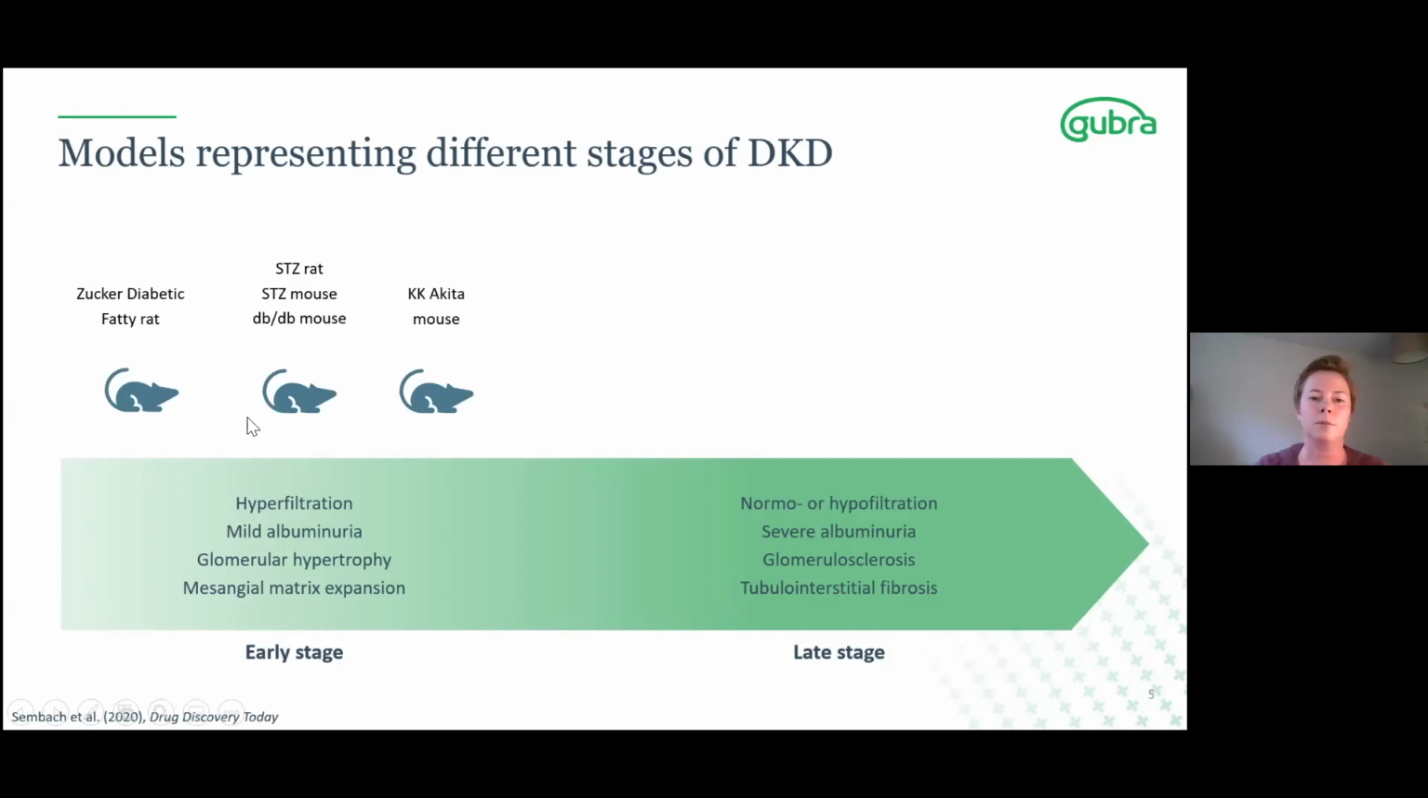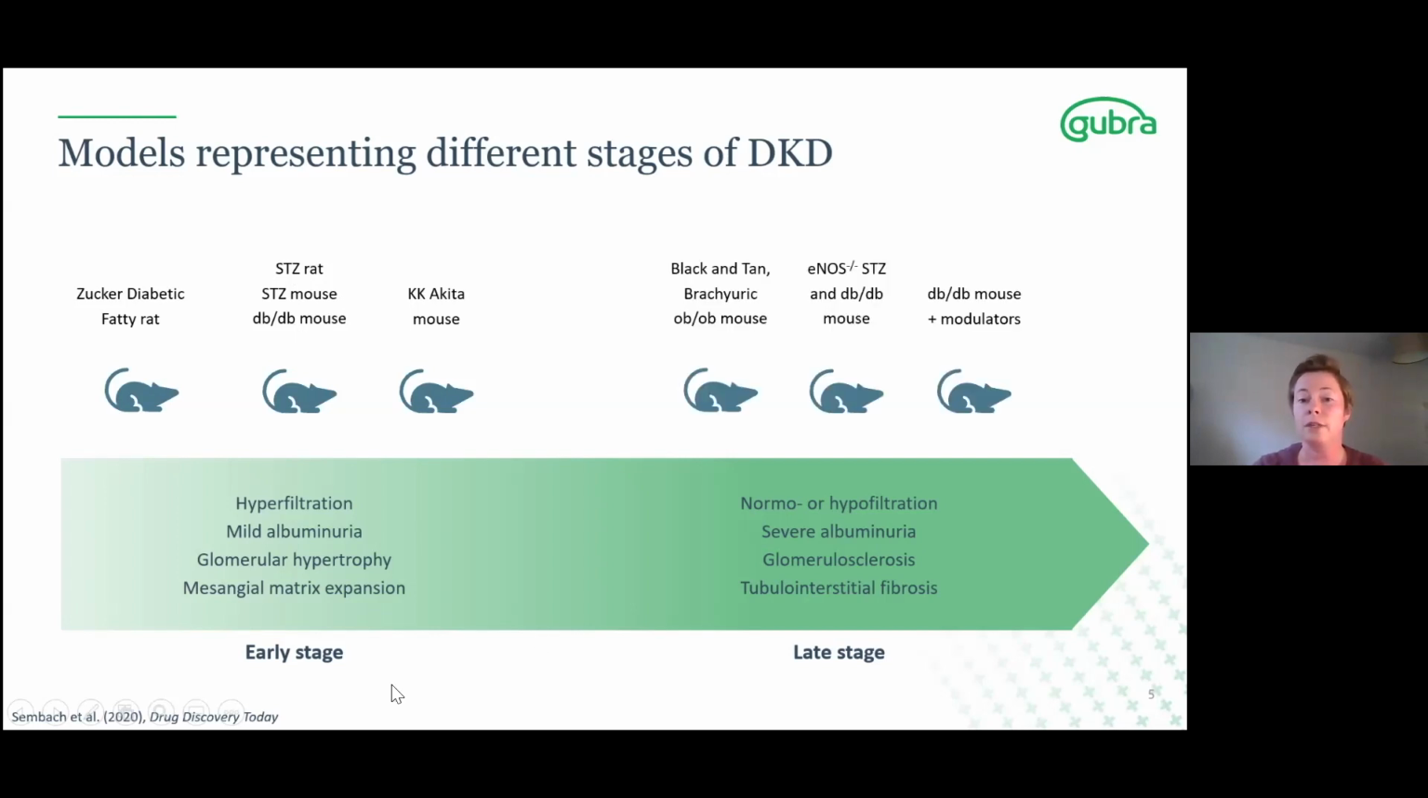I think a common thing here is that these are easy to access. They are not really very complicated to run in a laboratory, but they do only show features of mild disease. I think they can be good, especially the STZ models, if you have a transgene model that you want to check out how the transgene actually affects the progression of diabetic kidney disease, then this might be the way to go.